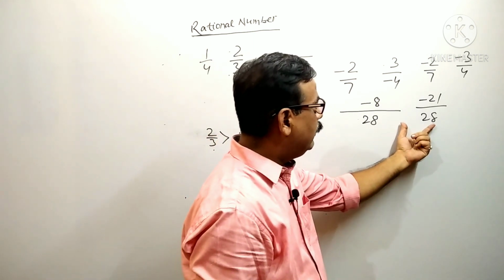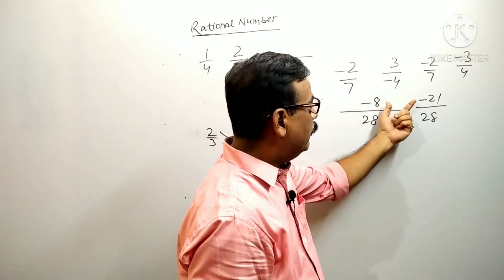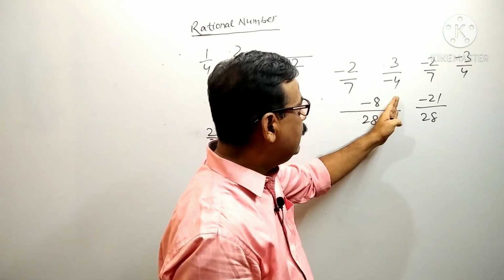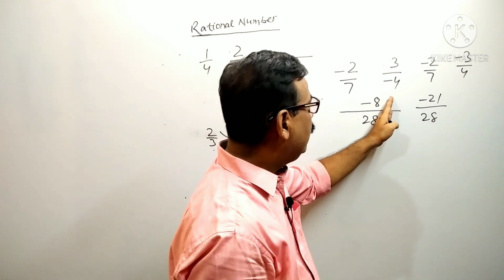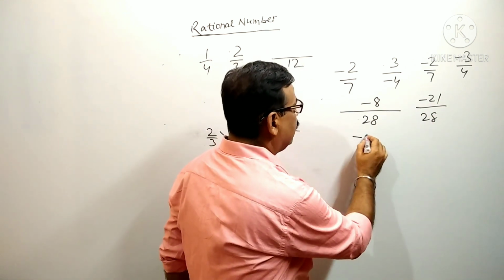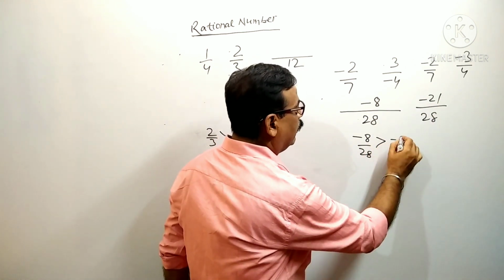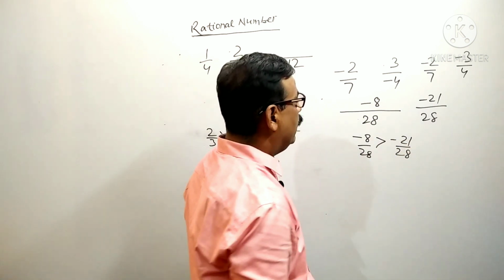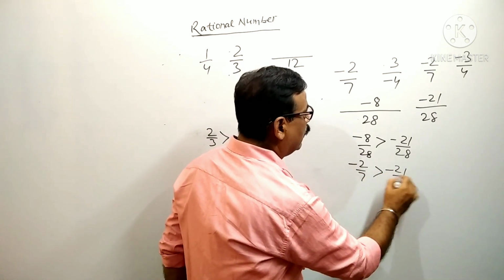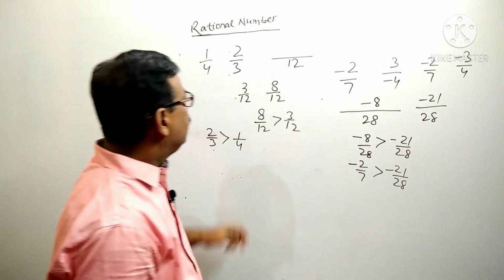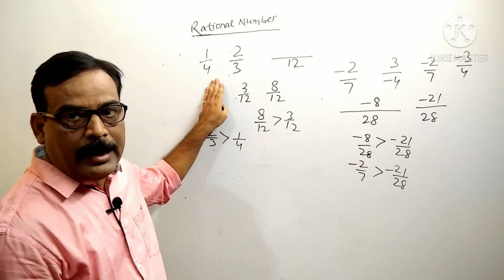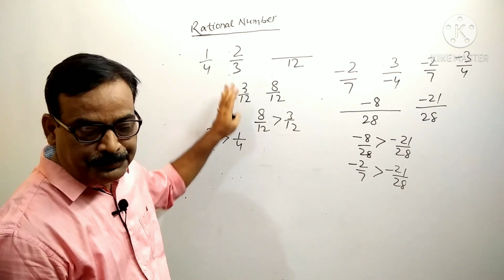So here are two rational numbers having negative numerators, and when the numerator is negative, you can easily find out which number is smaller and greater. If the numerator is smaller in magnitude, then it is greater than the other one, that is minus 8 by 28 is greater than minus 21 by 28. So we can say that minus 2 by 7 is greater than minus 3 by 4. So this is the process. You can find easily which rational number is greater and which is smaller.